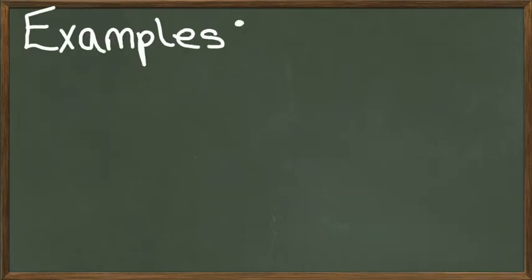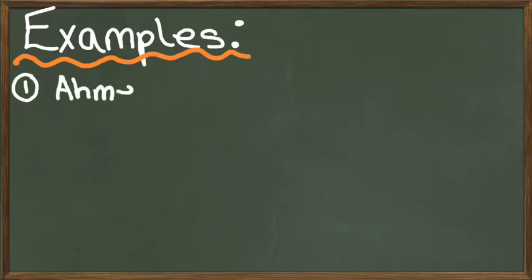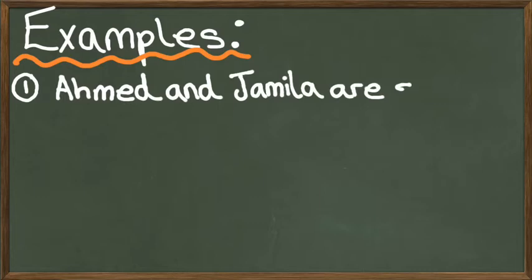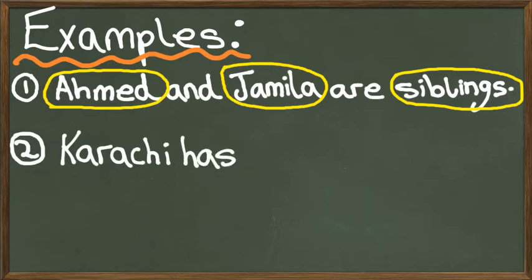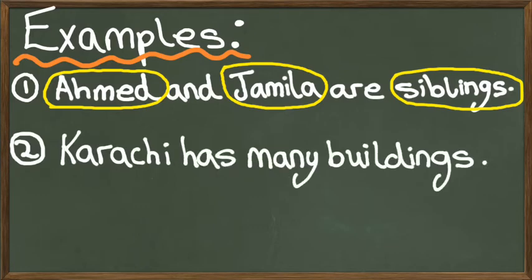Let's look at examples of sentences that contain nouns. Ahmed and Jamila are siblings. The nouns in this sentence are Ahmed, Jamila, and siblings because these three words describe people, and people are nouns. Karachi has many buildings. Karachi is a noun because it is a place, and buildings is also a noun because it is a thing.